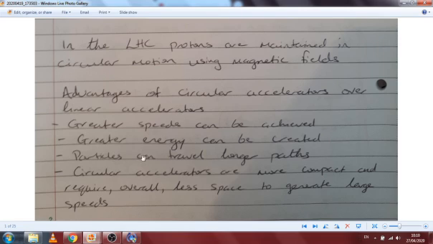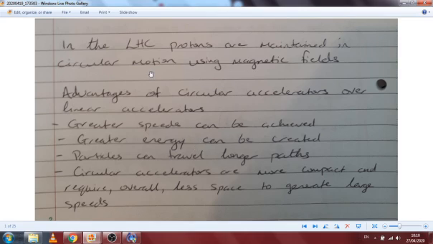Another advantage of the circular accelerator is particles can travel along longer paths, so you get them going round and round. So those three are kind of the same. Get them going round and round, so they go faster and faster, and you get more and more energy. Another kind of different one then is circular accelerators are more compact and require overall less space to generate large speeds. If you had a linear accelerator, you're going to need a very long stretch to get up those speeds, whereas in circular accelerators you can bring them round and round.